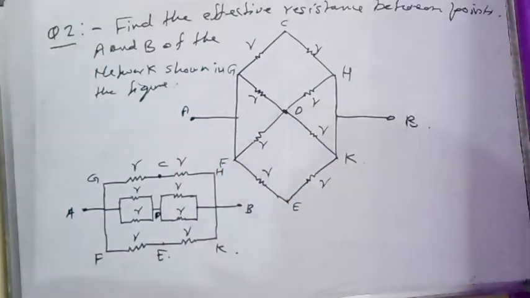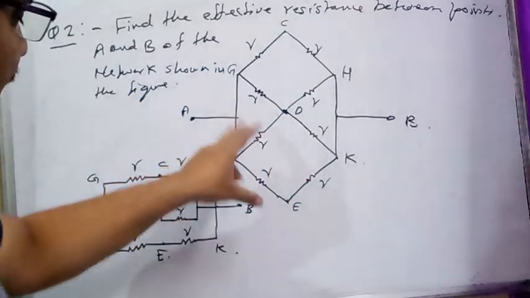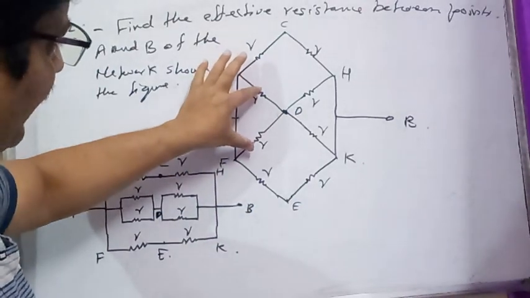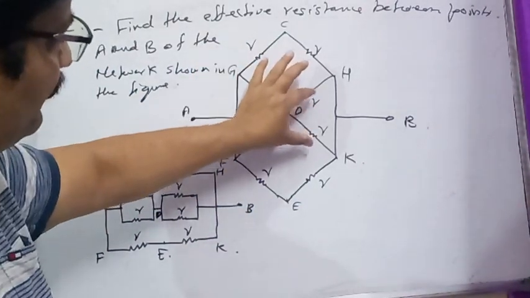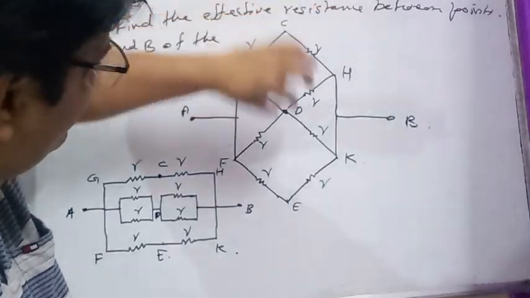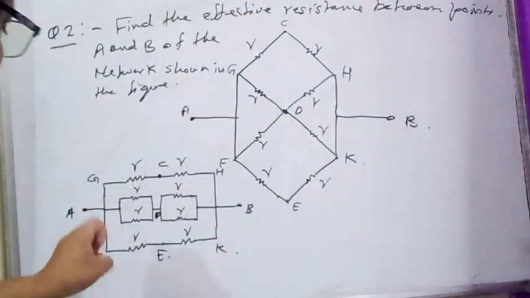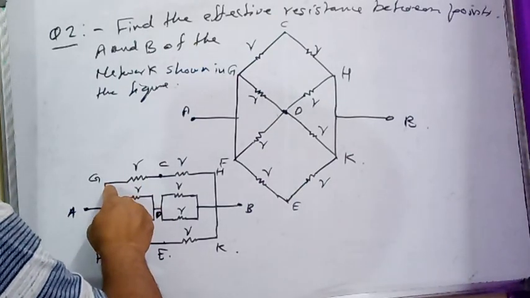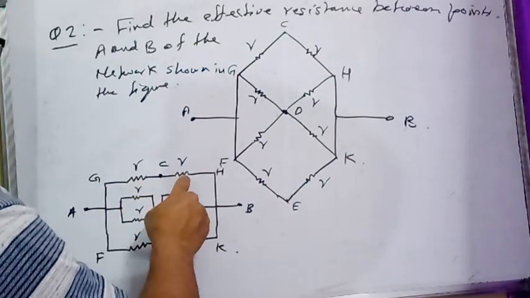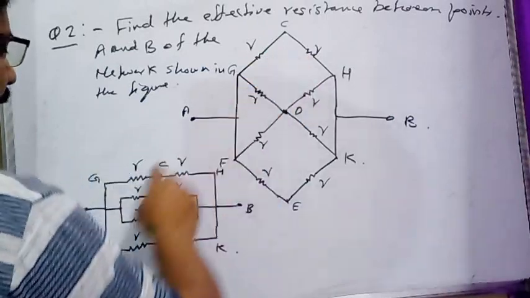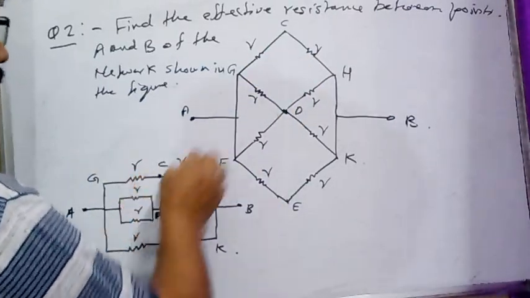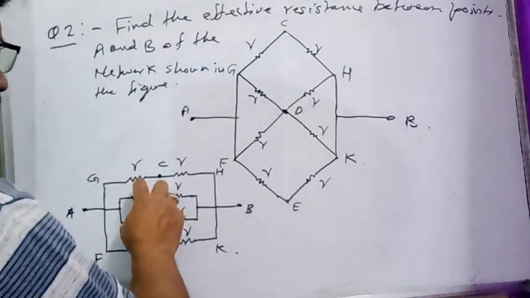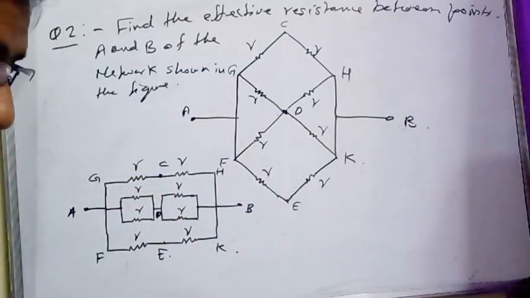Now the remaining circuit, if we open it by symmetry, you can see these two resistors are in parallel, these two resistors are in parallel, these two resistors are in series, these two resistors are in series. If we redraw the circuit, then G and H, these two resistors are in series, R plus R, their value is going to be 2R. Similarly, these two resistors are in parallel, their value is going to be R by 2.